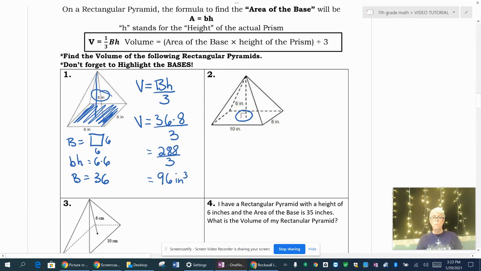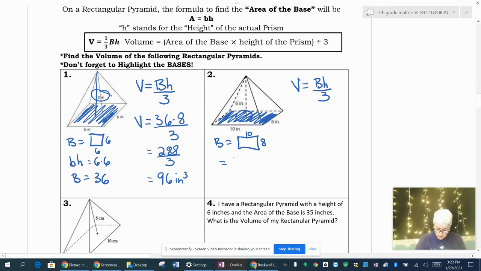Next shape. It's a pyramid. Oh my gosh. So the first thing I'm going to do, because it wants the volume, is write the formula. It's always the first thing we do. The next thing we do is always shade in the base, because we need to figure out what is big B. And when I look at big B, it looks like a rectangle, and that's because it is.